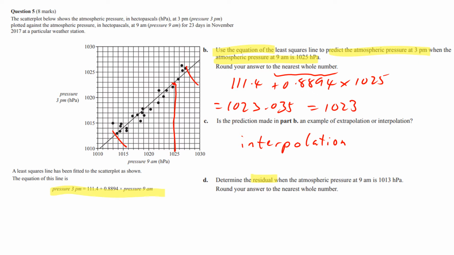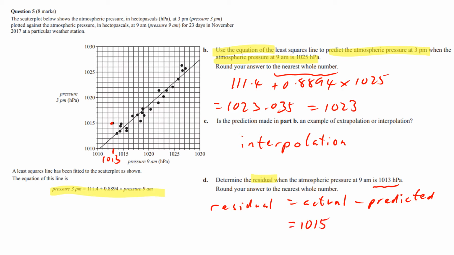Now it's on your formula sheet that they give you. So residual equals actual minus predicted. So we're going to get those two things. So we have got 9 a.m. is 1013 hectopascals. So if I look at my chart here and I read up, that's 1013 there, and you go up, you get the actual dot. So the actual dot there, and it's 1015. So we know this is going to be 1015. Predicted.